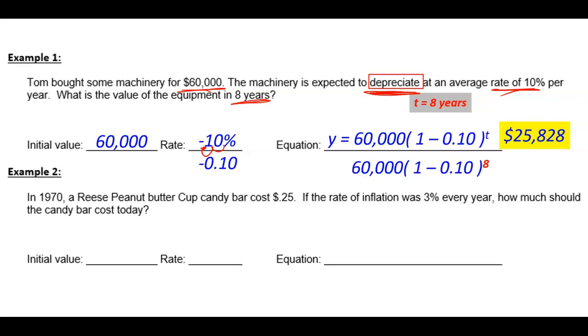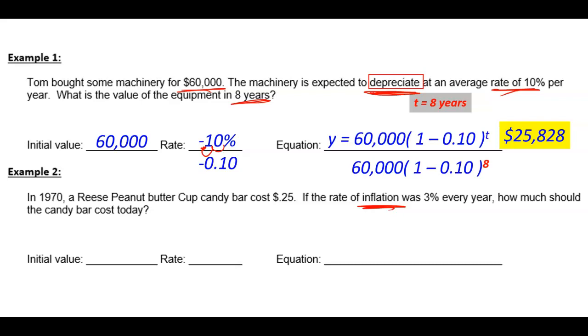If the rate of inflation was 3% every year, how much should the candy bar cost today? What's the key word here? How do I know if it's going up or down? What's the key word? Inflation. What does inflation mean? Going up, right? So that means the prices go up, like all the prices of our groceries today. Now, everybody, inflation does mean going up. Depreciation does mean going down.